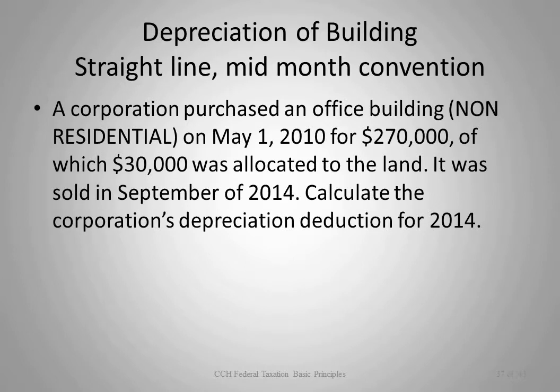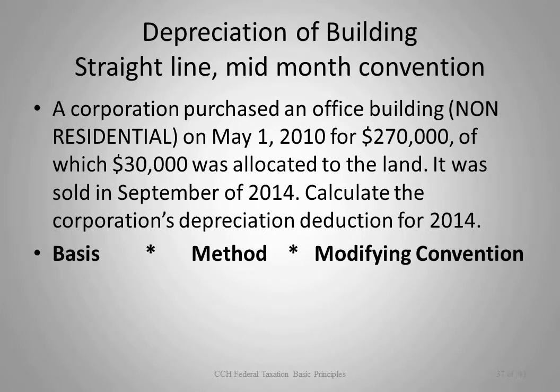All right, here's our next example. Office building, still non-residential, way back in 2010. This time we paid $270,000 for it, and some of that belongs to the land, and it's being sold. So to calculate the corporation's depreciation deduction, you need to know the basis. This is straight line depreciation, so we're not going to decline the basis. But when we use the tables, we never decline the basis anyway, right? Whatever we decide our basis for the tables is, will be the basis for the entire life of the project.